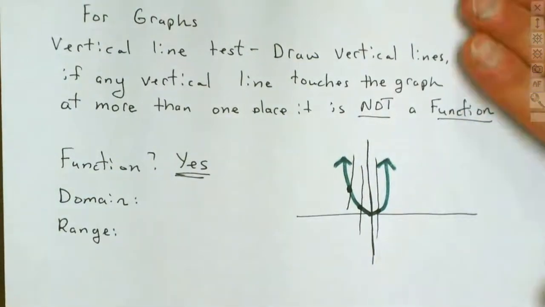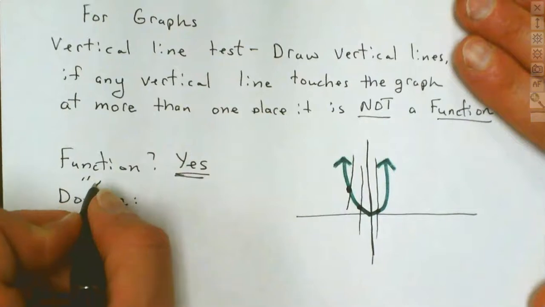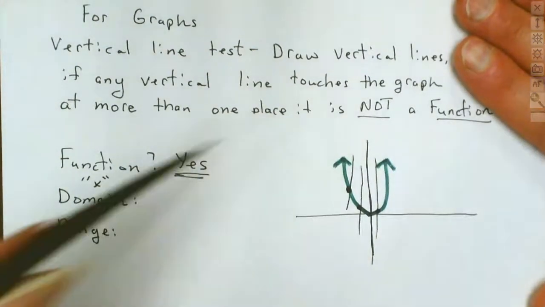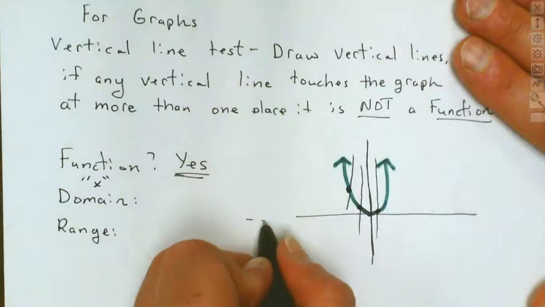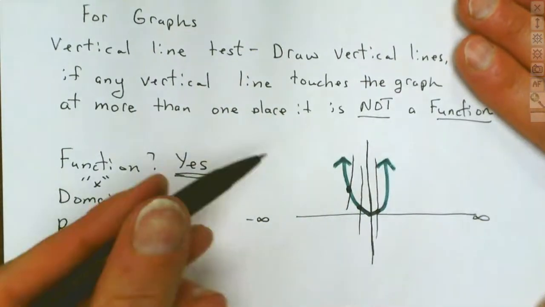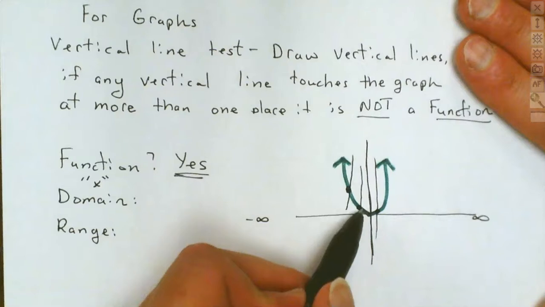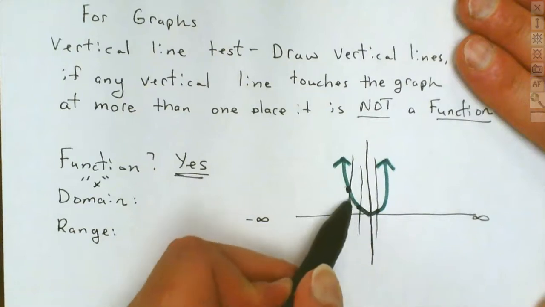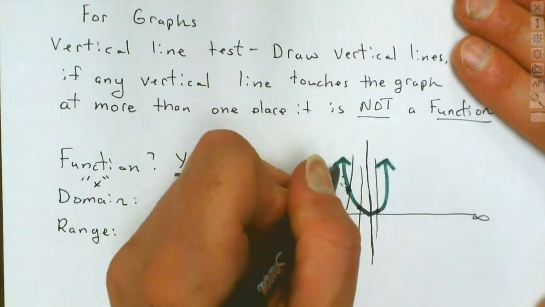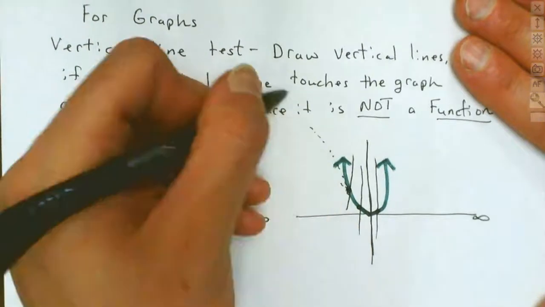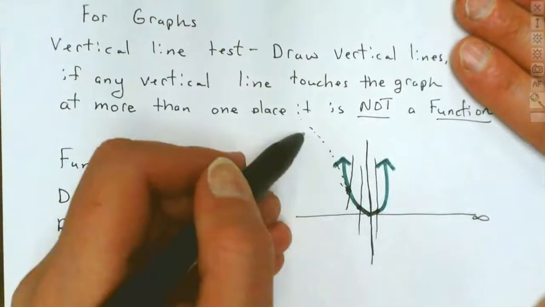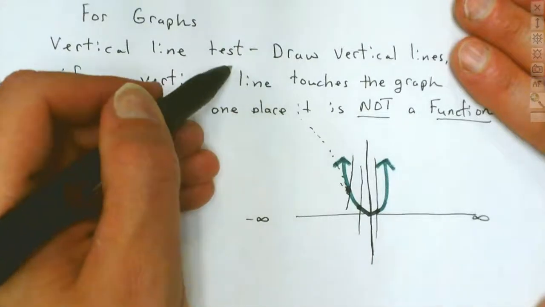What would the domain be? Well, the domain is values of x. And so here's our x-axis. We've got negative infinity to the left, positive infinity to the right. As I follow it up, what's it doing on this side? Okay, as I continue up, it keeps going up, and it goes up and to the what? Left, doesn't it?